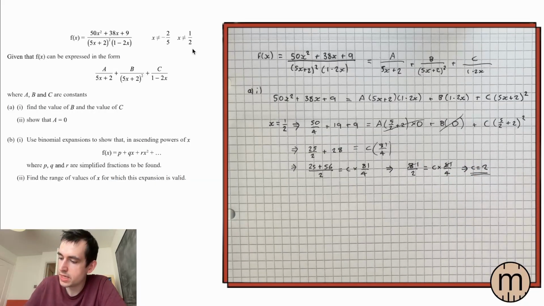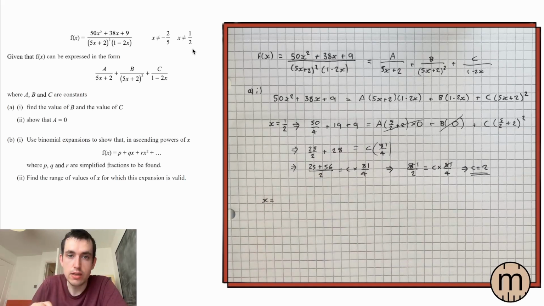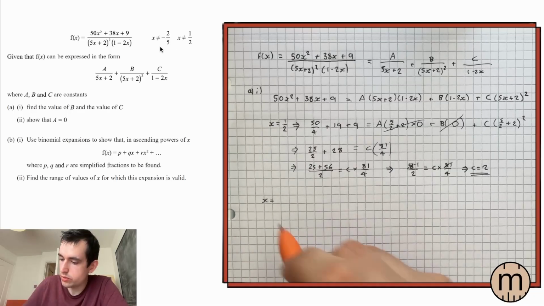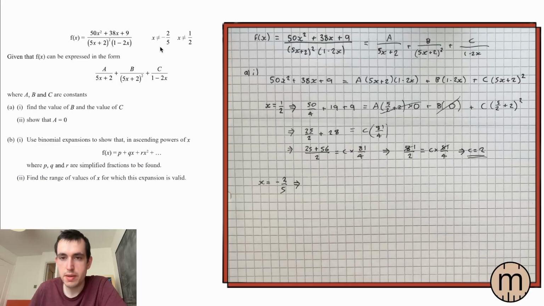In order to get the value of b, which part A1 is looking for, we want to find the other value. So that is x equals minus 2 over 5. The method for this one is the same, so I'll speed through it, see if you can get the same value for b as I do.